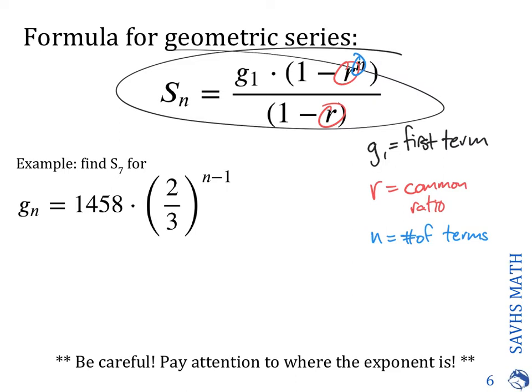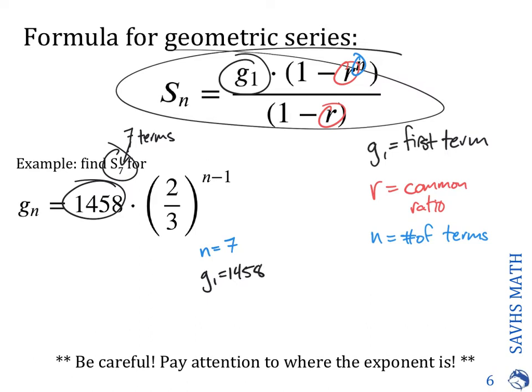So let's look at this. This says find S7, that means we're adding 7 terms. So N is 7 in this problem. What's our first term? G1, it's 1458. What is our common ratio? R is 2/3. So we have to kind of be thinking about what do we remember about our sequence formulas when we're doing this.